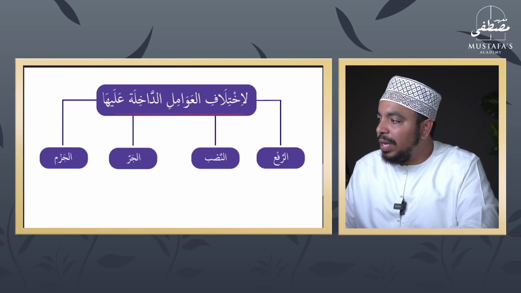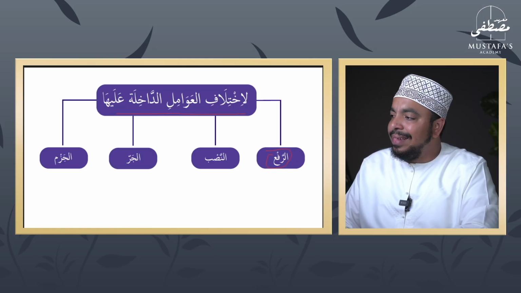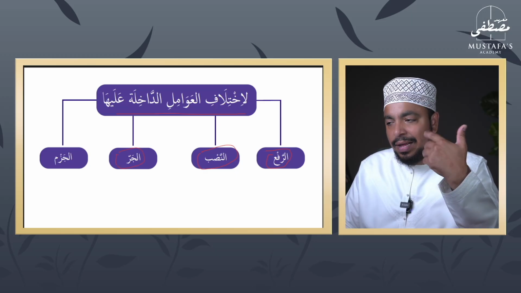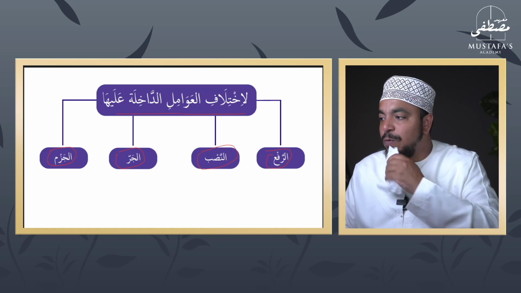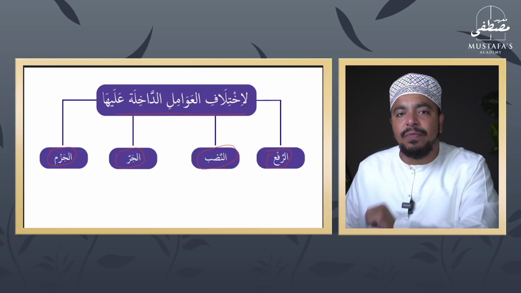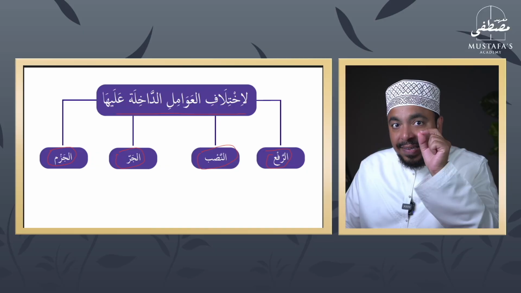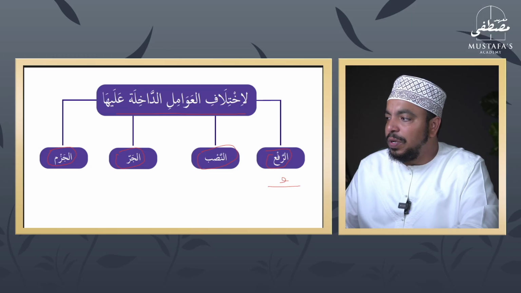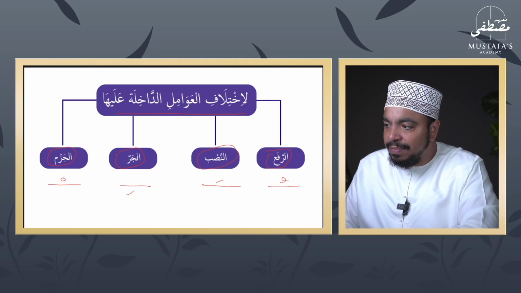The first one that we look into, and it is the most common one, ar-rafa. We have ar-rafa, and then we have an-nasb, and then we have al-jar, which is also known as al-khafd, and then we have al-jazm. All of these, by the way, each stand for something. The main sign of Al-Raf' is the Dhamma. Understood? The main sign of Al-Nasb is the Fatha. The main sign of Al-Jar is the Kasra. The main sign of Al-Jazm is the Sukun.